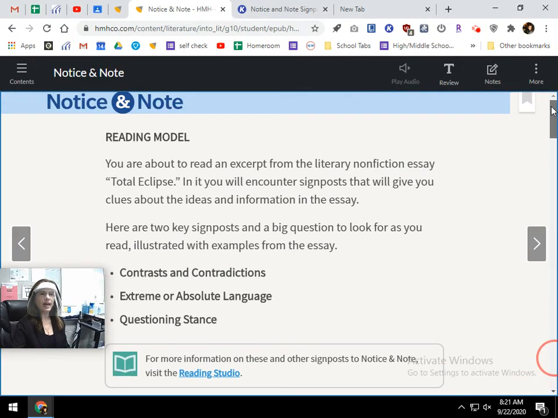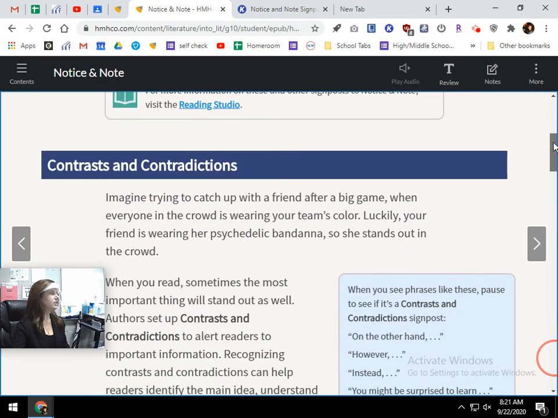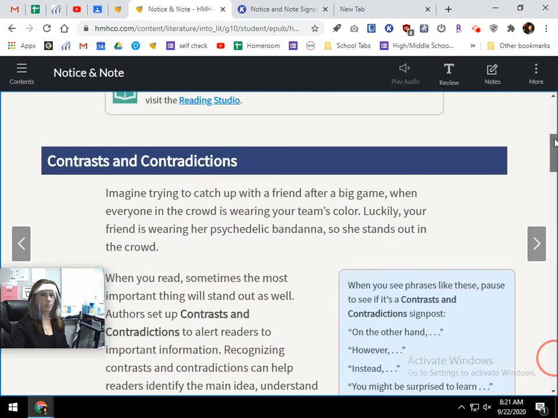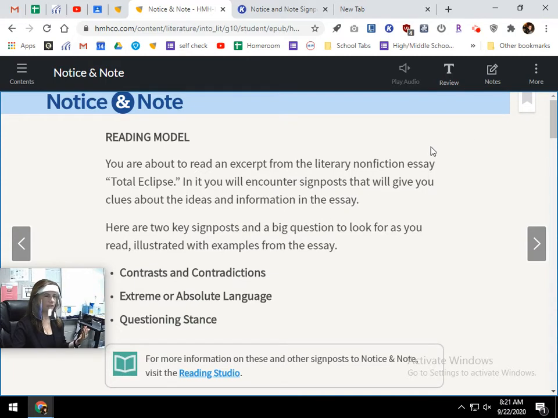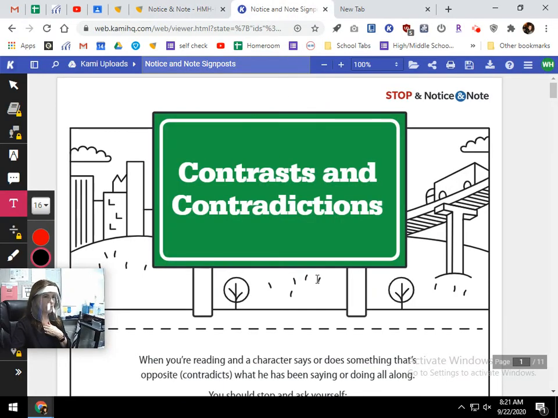So guys, I know that was fast and I mainly just read it to you, but remember, let's just circle back to what we're learning here. The notice and note strategies. These are things that you need to look for when you're reading because it's what all good writers do. Okay, they use all of these things. They use all of these signposts, and that's what the people that came up with these signposts did.